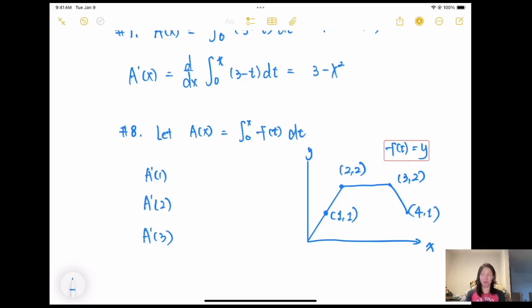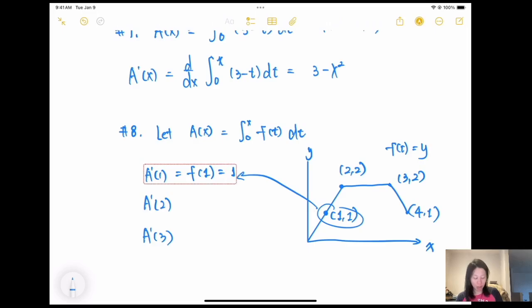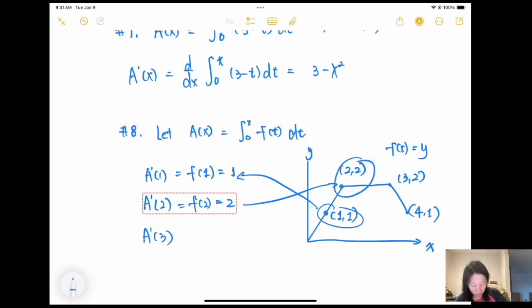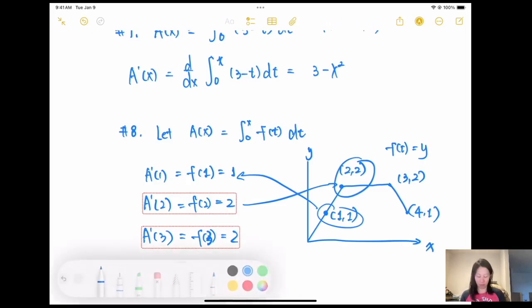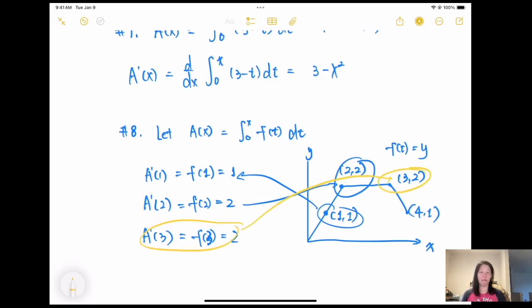So the graph is giving me f of t, so that means a prime of 1 is equal to f of 1, which in our case is equal to 1, our first dot. Then a prime of 2 is equal to f of 2, which is 2, our second point in here, and then a prime of 3 is equal to f of 3, which is also equal to 2. Is this dot. I'm going to use a different color of pen so we will be able to see it.